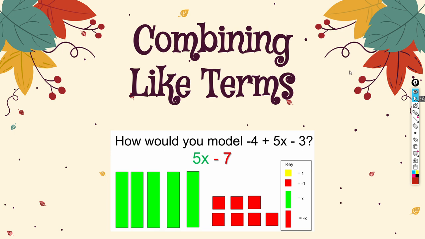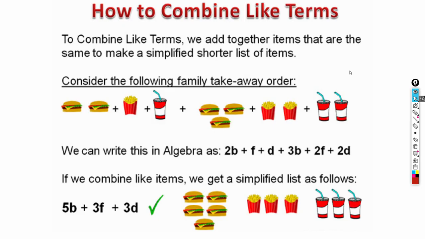About combining like terms. I first want you to consider a family at a fast food restaurant, and this is their order. They get 2 burgers, a fry, and a drink, and 3 burgers plus 2 fries and 2 drinks. Now, in math, we often represent things with variables. So let's use variables or letters to represent this situation.